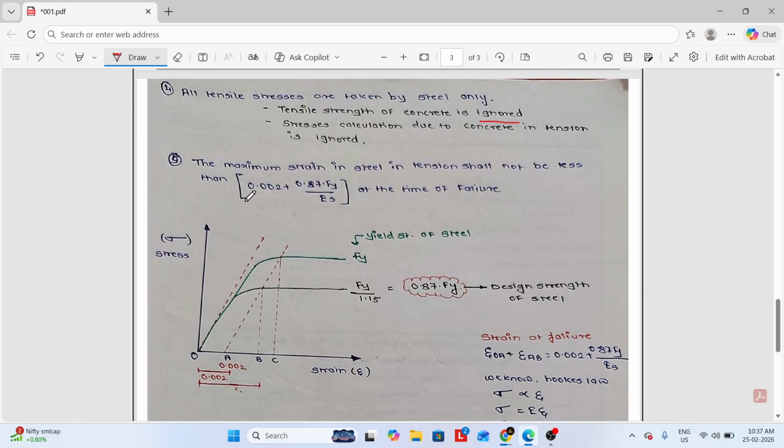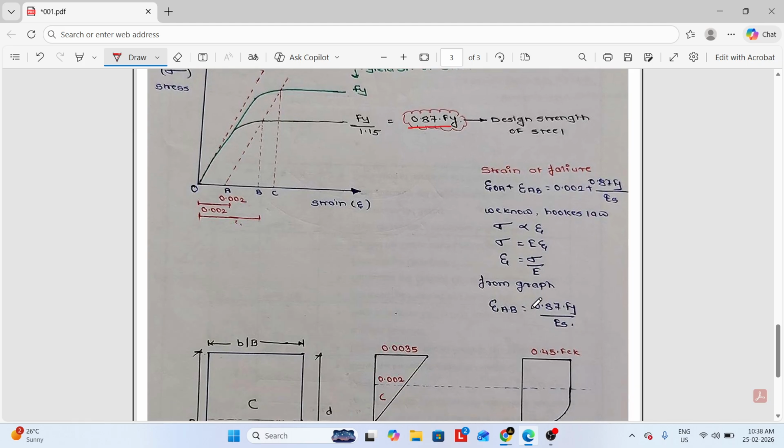The fifth assumption is that the maximum strain in steel in tension shall not be less than 0.002 plus 0.87 Fy upon Es at the time of failure. Below we can see the stress strain graph for the steel. Here we can see the yield strength of the steel, which is Fy, and when this strength is divided by the load factor or safety factor, we get the value of 0.87 Fy, which is also known as the design strength of the steel.